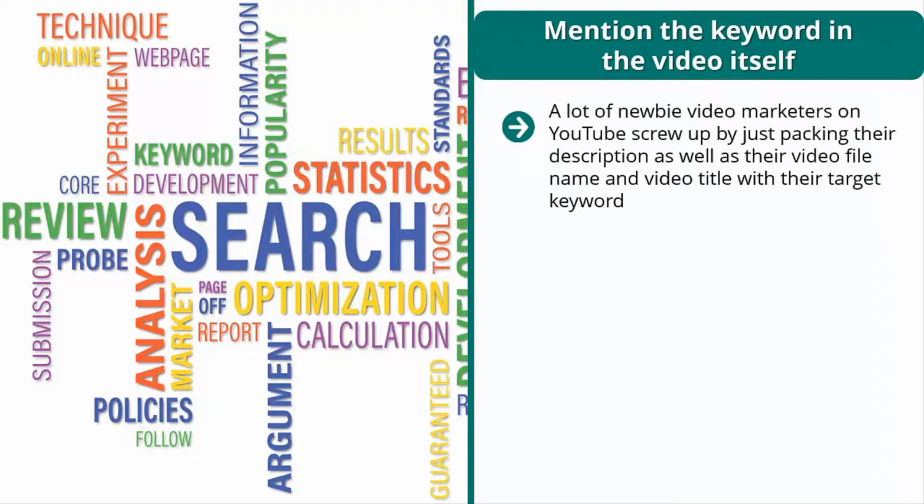A lot of newbie video marketers on YouTube screw up by just packing their description as well as their video file name and video title with their target keyword. That is spam. Don't do that. You can mention your target keyword in your title once and then maybe a related keyword in the subtitle. That's it. Don't overdo it. Don't stuff the description or title of your video with keywords.